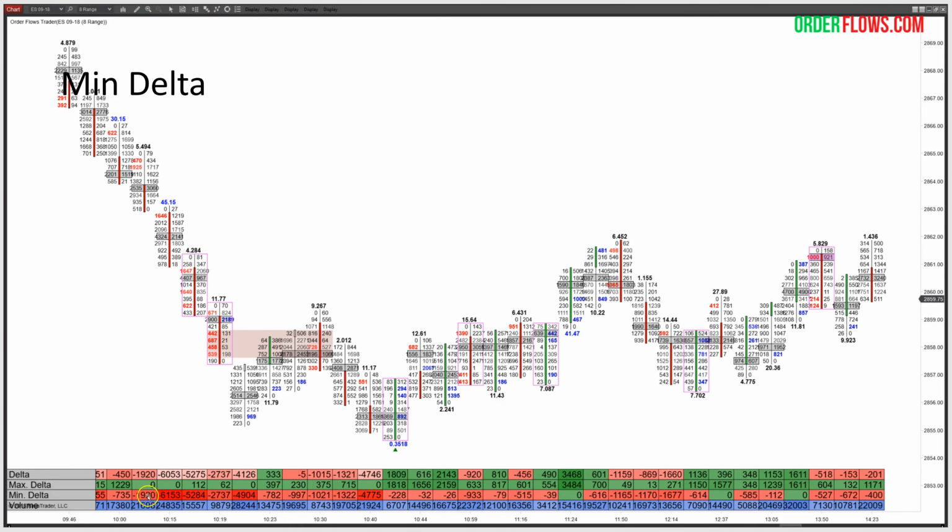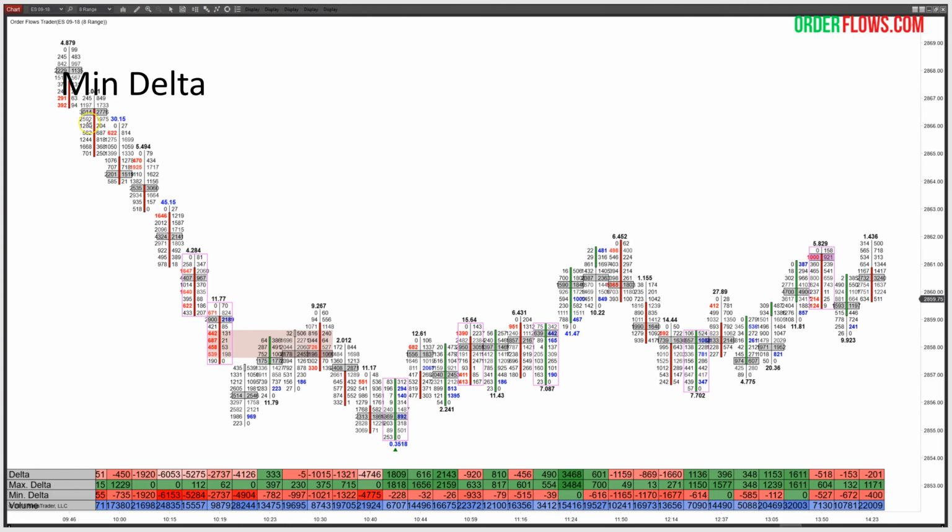Okay, now you can see earlier on this big sell-off, these bars are dominated by aggressive selling. Max delta was 0, and the min delta is minus 1920. Next bar, min delta is minus 6153. Final delta is minus 6053. Max delta is 0. The next bar, min delta minus 5284. Max delta 112. Minus 5275 is the final delta. And again, next bar, 2737, which is the final delta, and that's what your min delta was.